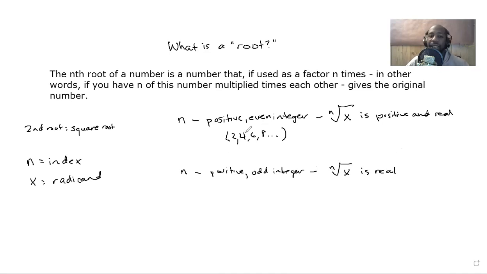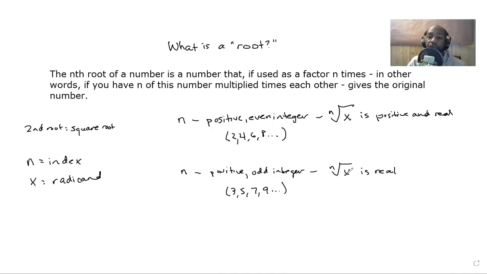So if n is a positive odd integer, so positive means greater than 0, odd means 1, 3, 5, 7, 9. You usually don't take the first root of a number, but anyhow. That means that n would be 3, 5, 7, 9, and so on and so forth. So if n is one of these positive odd integers, basically the answer to this, the nth root of x, is going to be real, but it's not necessarily going to be positive.